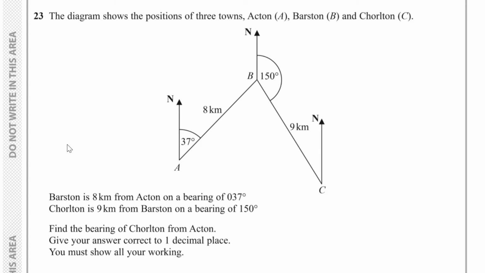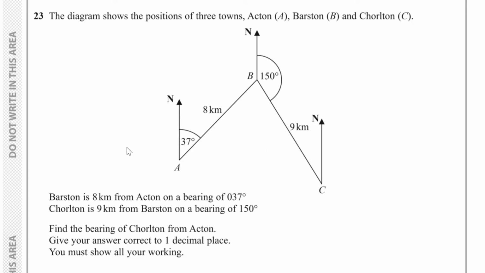Question number 23. The diagram shows the positions of 3 towns A, B and C, and B is 8 kilometers from A on a bearing of 37 degrees. C is 9 kilometers from B on a bearing of 150 degrees. We have to work out the bearing of C from A. You must show your work and give your answer to 1 decimal place.